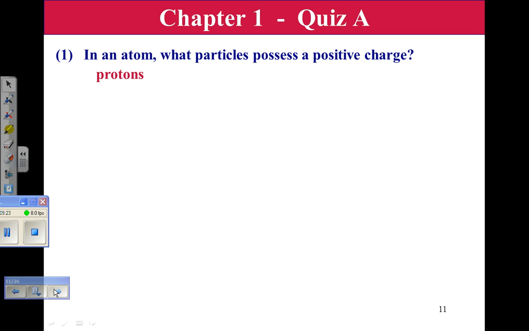Protons. In an atom, what particle possesses a positive charge? A proton. Electrons have a negative charge. Neutrons, neutral charge. Neutrons, neutral. Nice and easy to remember.